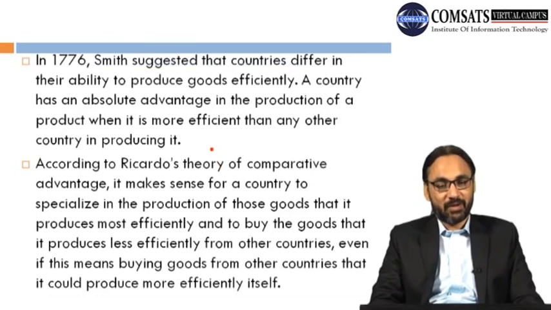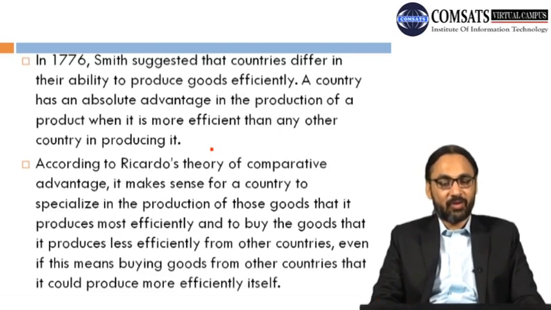In 1776, Adam Smith suggested that countries differ in their ability to produce goods efficiently. A country has an absolute advantage in the production of a product when it is more efficient than any other country in producing it. That means a country has an absolute advantage if it is able to produce that product more efficiently compared to other countries.